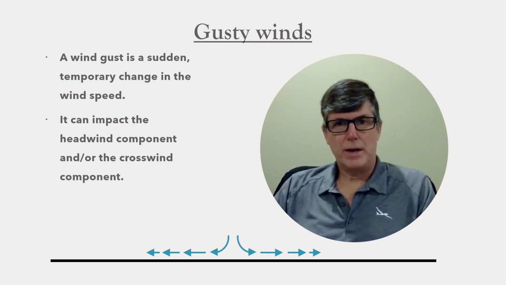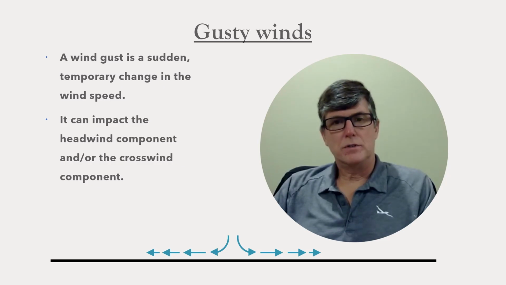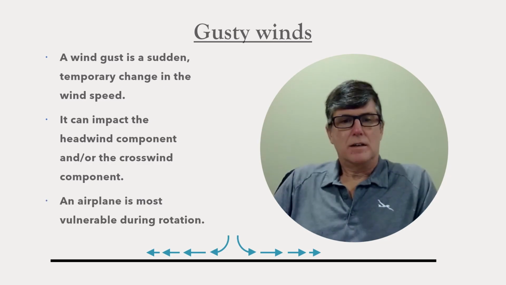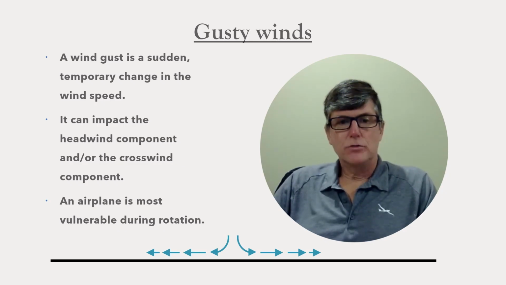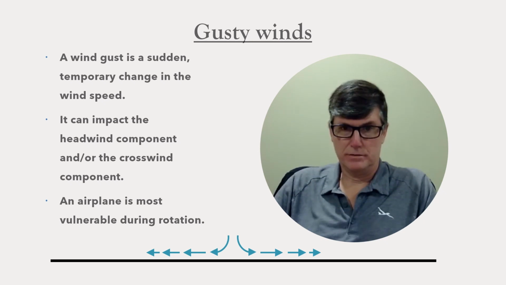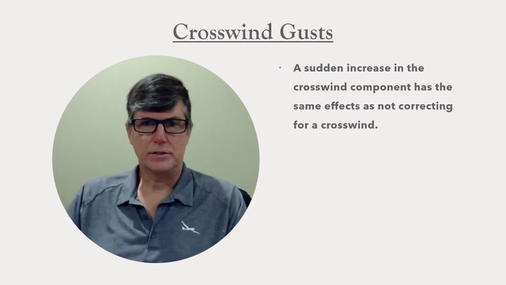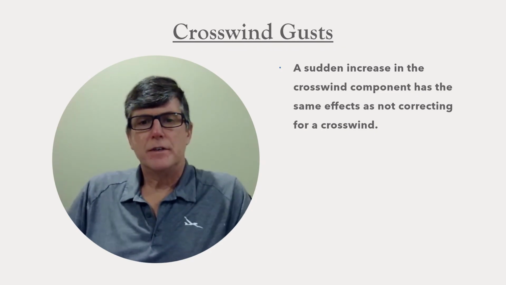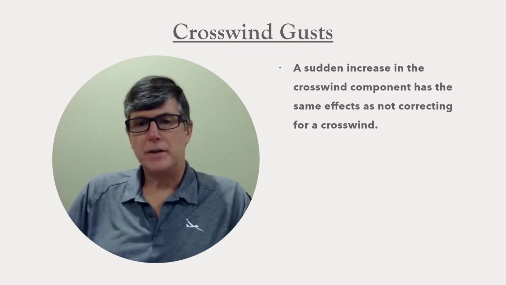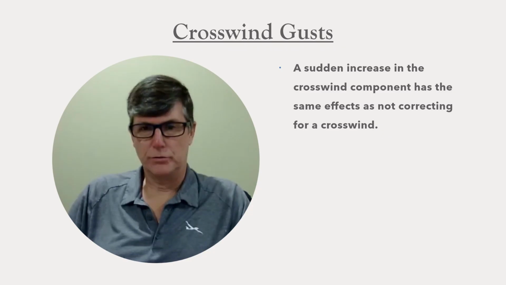If the airplane passes a little off to the side, then it will experience a strong crosswind as it goes past that center. The airplane is most vulnerable to these gusts during the rotation phase of the takeoff. Let's first consider the effect of a crosswind gust. If you get a sudden increase in the crosswind component, that has the same effect on the airplane as if you had not corrected adequately for the crosswind.